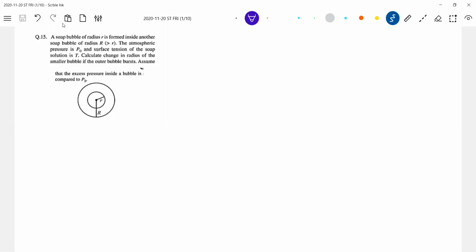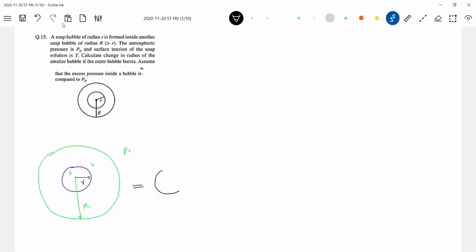Okay, there's a first bubble of radius r. Next, we have a bubble of radius capital R. Let me give numbers 1, 2, and the outside pressure is P naught. So what is the pressure at 1, and what will happen to this? Calculate the change in radius of the smaller bubble if the outer bubble bursts.